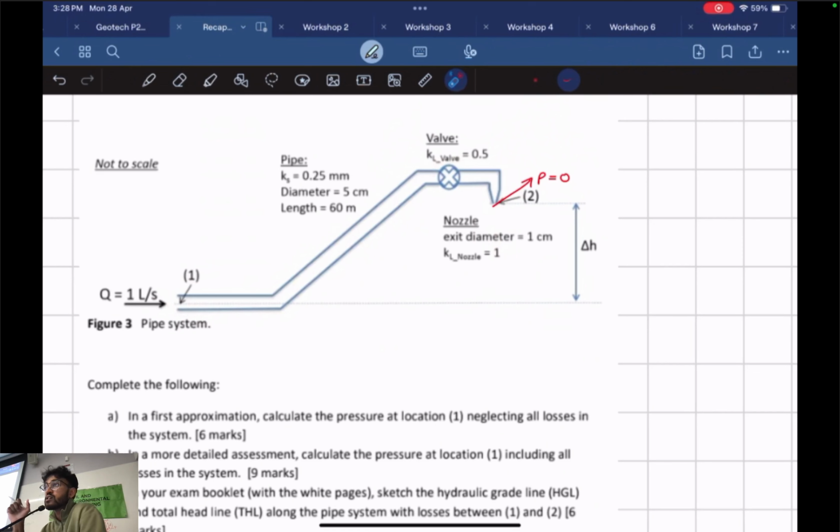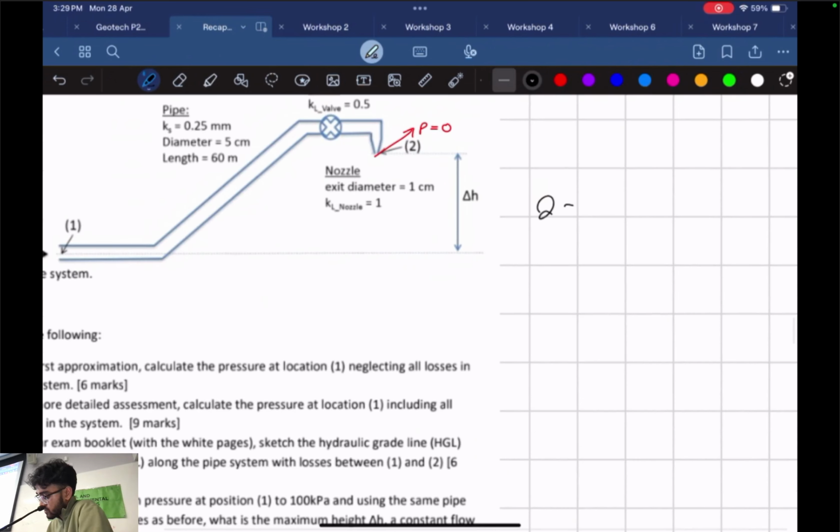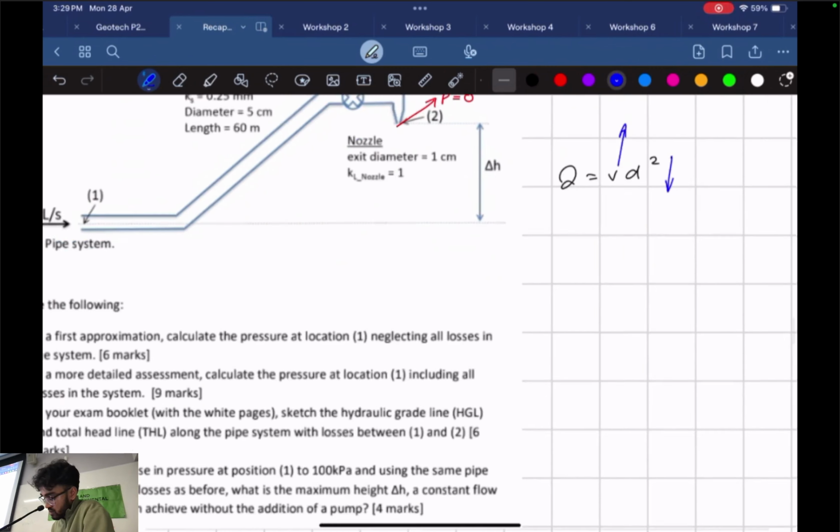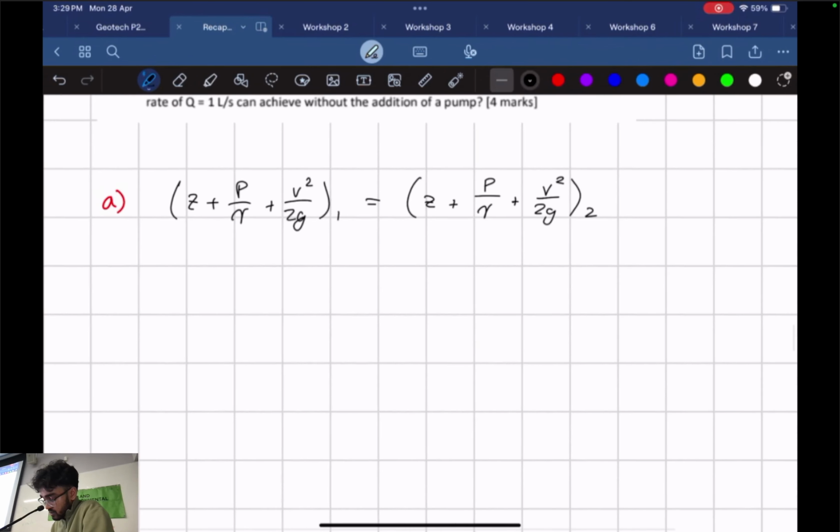You can think about it, if you're trying to push something through a smaller diameter with the same pressure, it's going to go through faster, right? You can also think about the equation. So Q is equal to V times D squared. If our D decreases, our V has to increase to compensate for the loss of D. So the velocity is going to be higher. Right? So let's take a look at point 1.